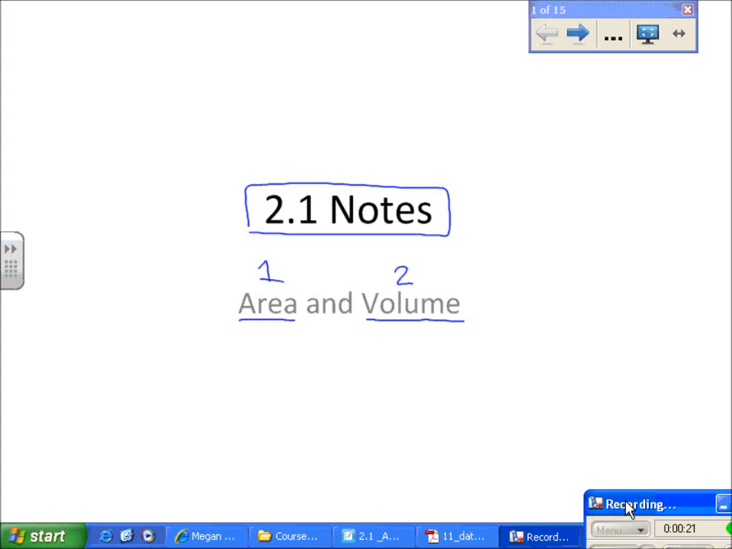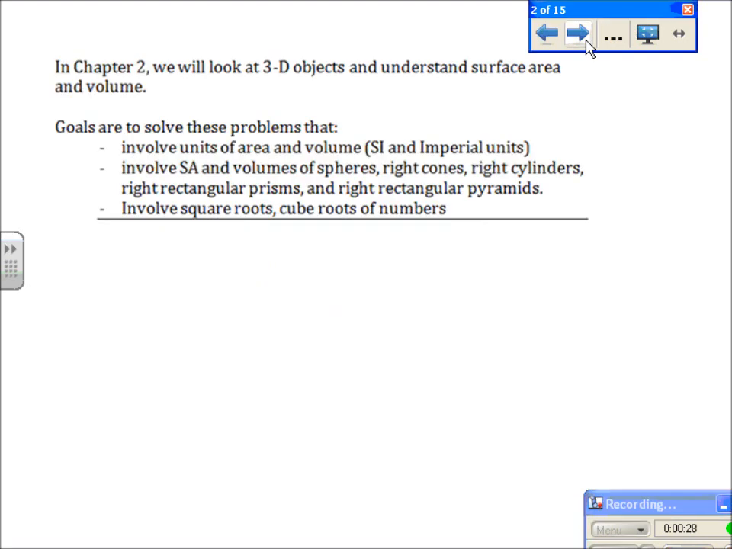Break these notes right now into two parts. Let's get started and have a look at what we're going to cover in this chapter. Chapter 2 is all about area and volume. And we're going to be looking at 3D objects as well as some two-dimensional objects. We'll start off with two-dimensional objects, and we'll understand surface area and volume.